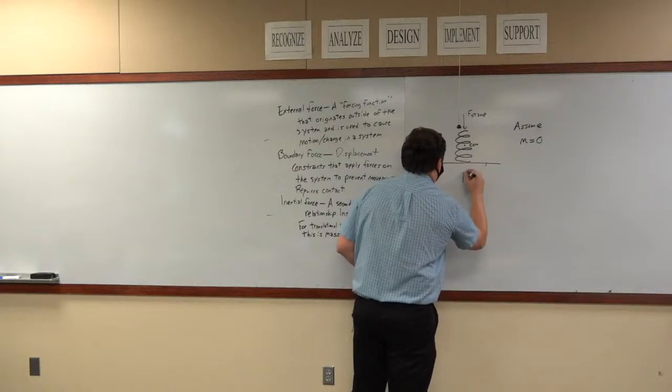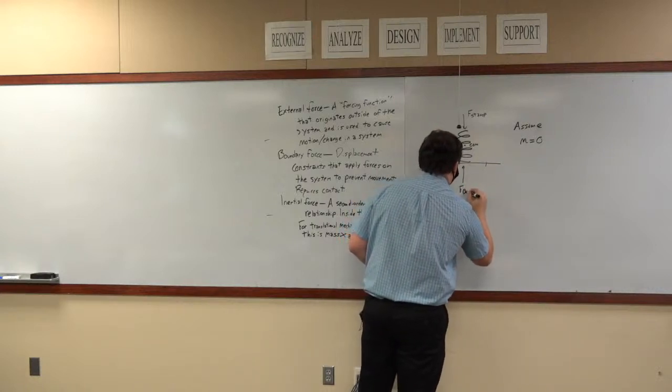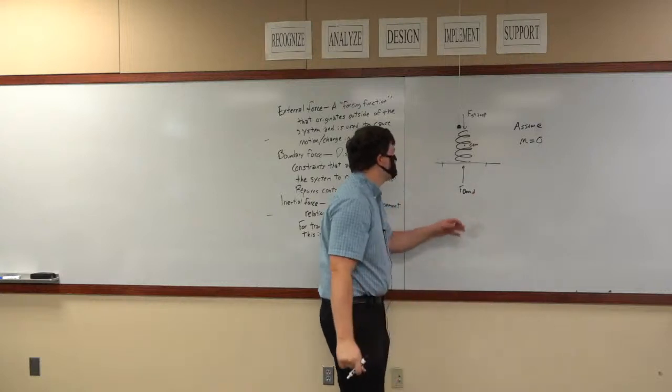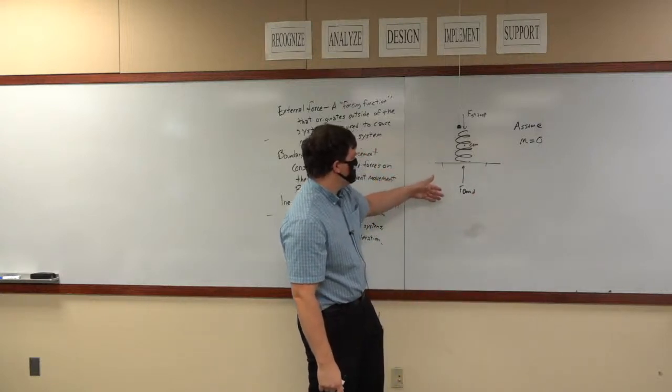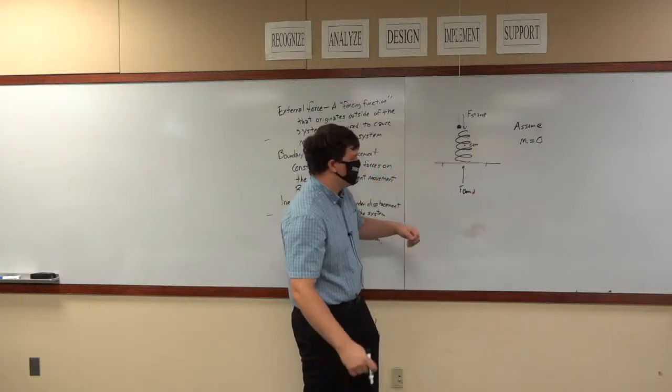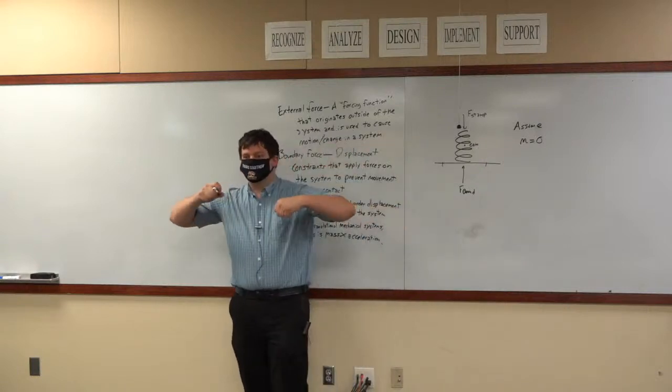If we apply our F boundary on the bottom, what's going to happen is F stamp is going to be exerted from the top, F boundary is going to be exerted from the bottom, and it's just going to spring.